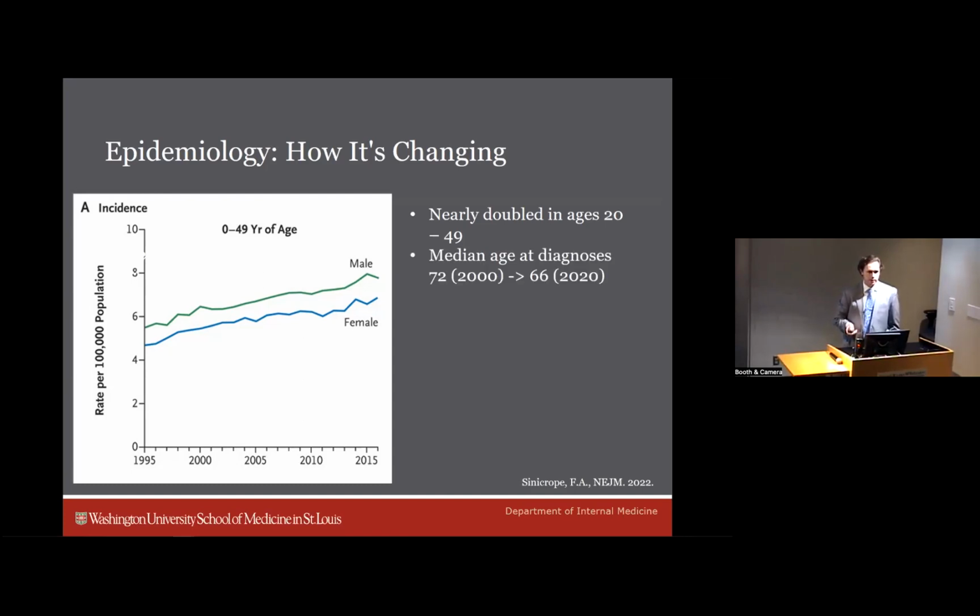As a result of that, we've seen the median age at diagnosis for colorectal cancer in all comers go from 72 in 2000 to 66 just 20 years later. And another way to say that is 10 to 12%, or roughly 1 in 10 new colorectal cancer diagnoses will be in someone who's 49 years old or younger.